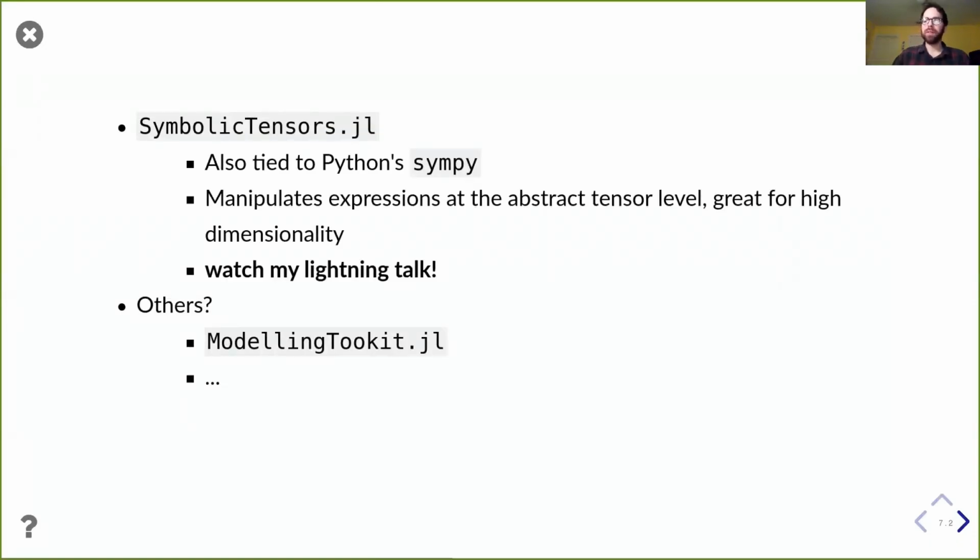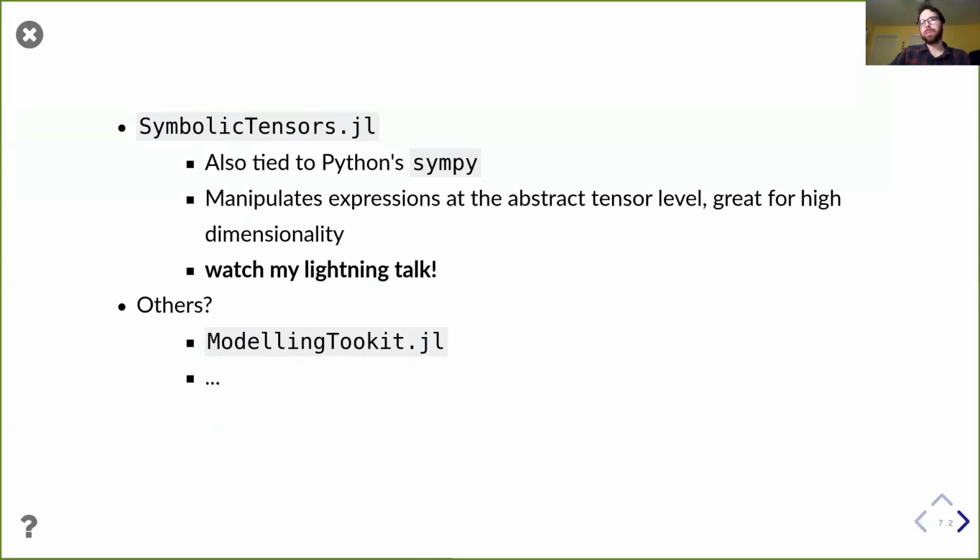So I should also say I developed a package, symbolic.tensors.jl, which is also tied to Python SymPy. But the advantage with this package is that it can manipulate tensors at the abstract level. So you don't have to put in components at all. It's independent of dimension. So this is exactly what you want for highly dimensional problems. So I'm definitely looking forward to implementing that in Inflation.jl. I also gave a lightning talk about it, so I encourage you guys to watch that.